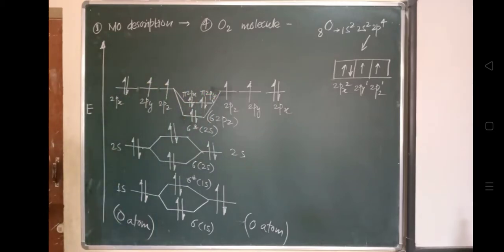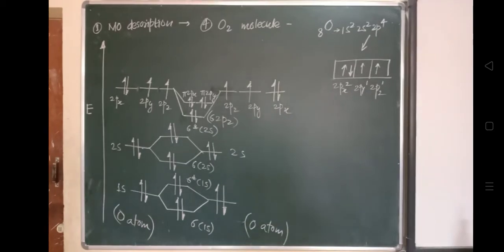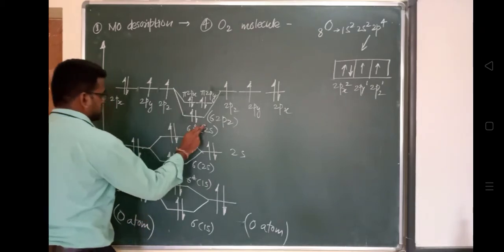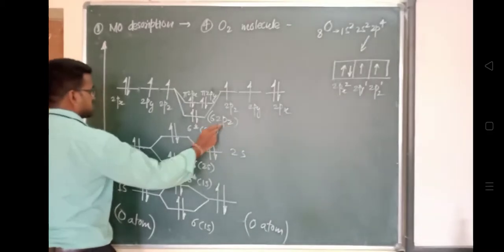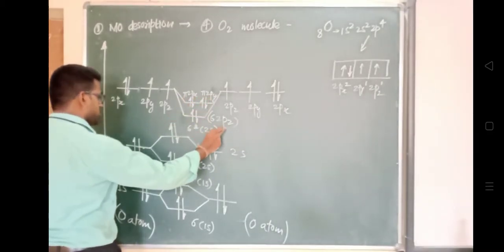So in this way there is a formation of pi orbitals, which are unsymmetrical in nature, because we are taking the z-axis as the internuclear axis. That's why they are written as pi 2px and pi 2py, and for the z orbital it is written as sigma.